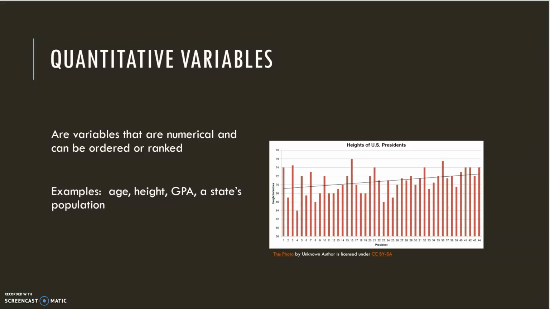Quantitative variables are variables that are numerical and can be ordered or ranked. Examples of quantitative variables would be someone's age, or somebody's GPA, or a state's population, or even a person's height, say the heights of U.S. presidents, as can be seen in the graph on the right. These are quantitative variables because they are numerical and they can be ordered or ranked.